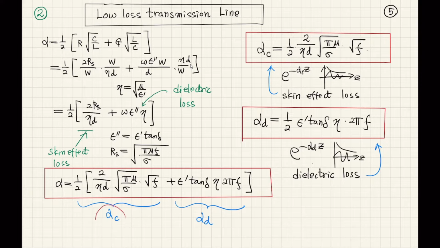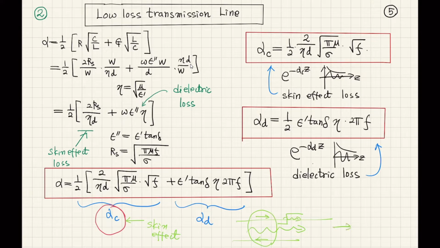The first term is conductor loss. As I discussed in the previous slide, it comes from skin effect loss. At a high frequency, the wave will propagate in the transmission line, and you remember that instantaneously there will be a current and an opposite current at the top metal and bottom metal, and this current wave will propagate at the speed of light along the transmission line.